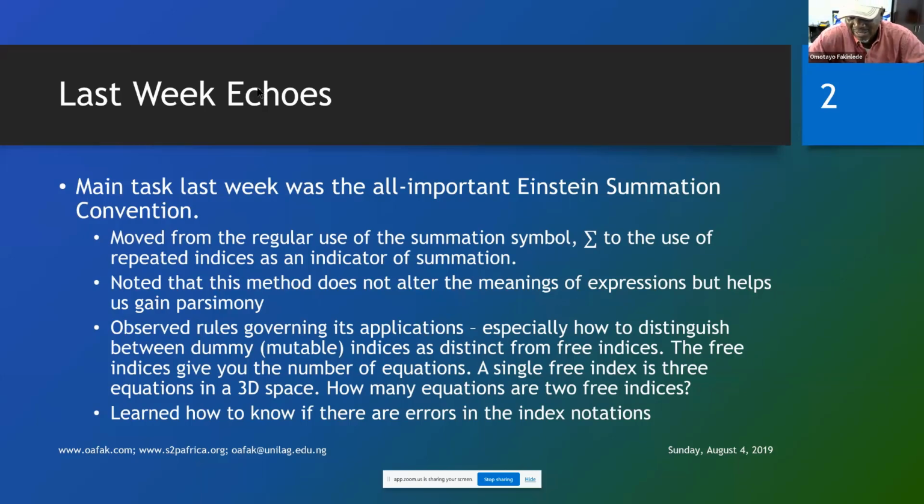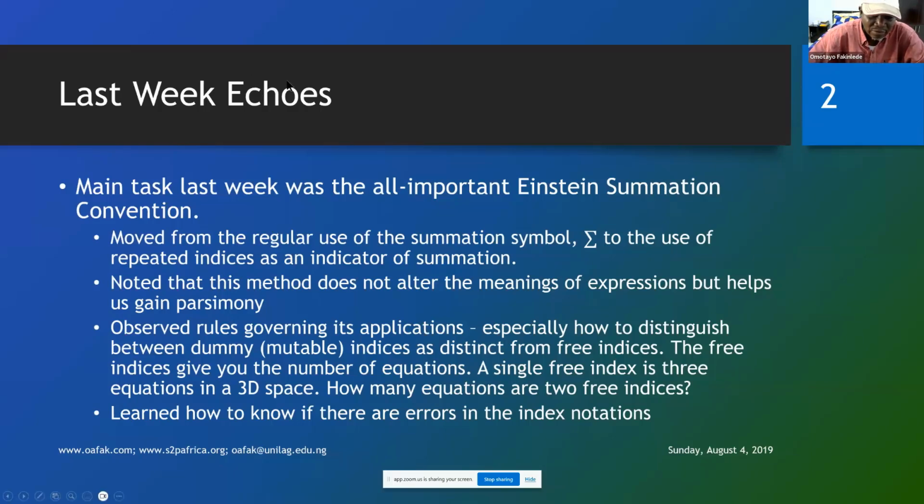If you have 4 free indices, that's 81 equations. And those 81 equations could just be in a single expression, and you will have that many equations. The free indices give you the number of equations. A single free index is 3 equations in 3D space. How many equations are 2 free indices? I've already told you what they are.